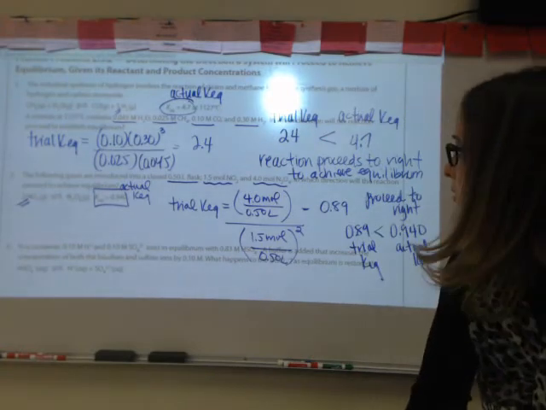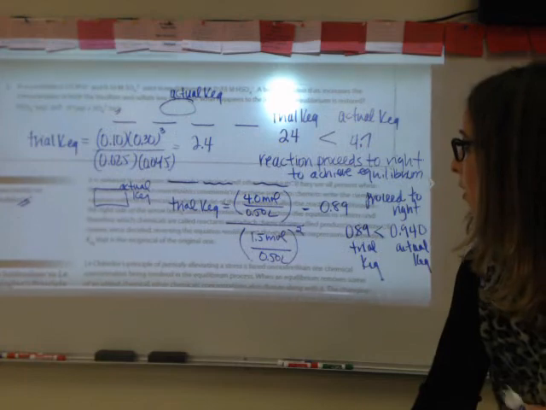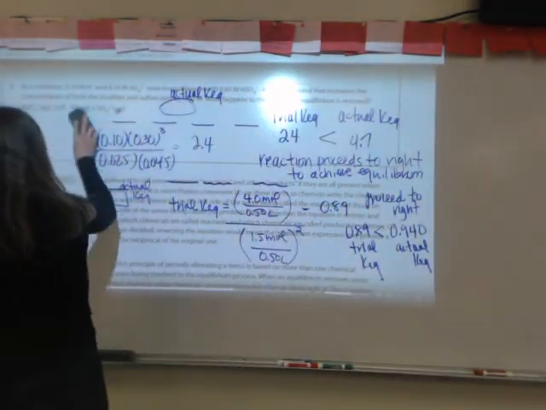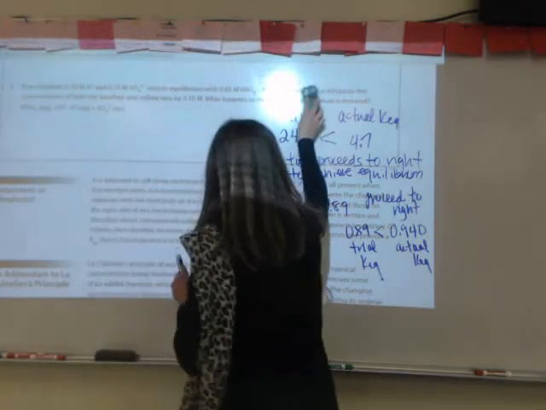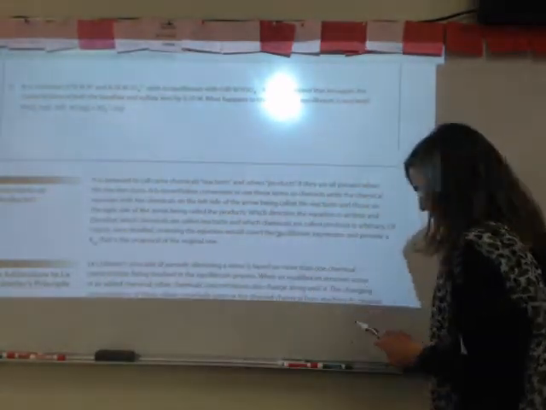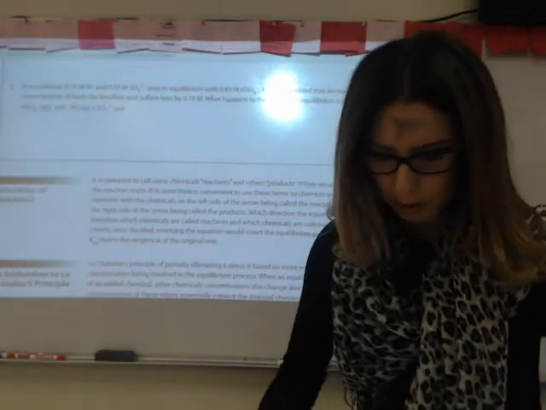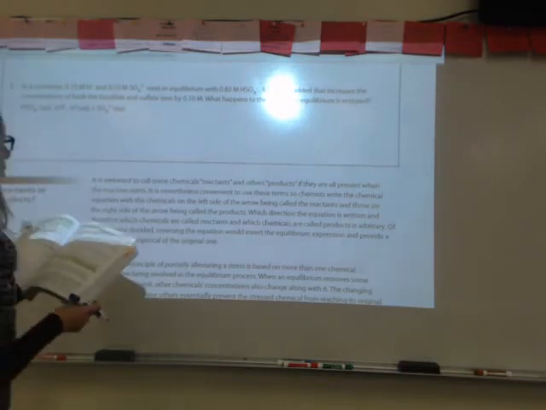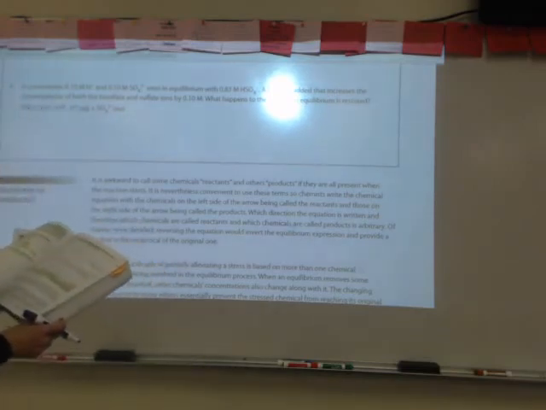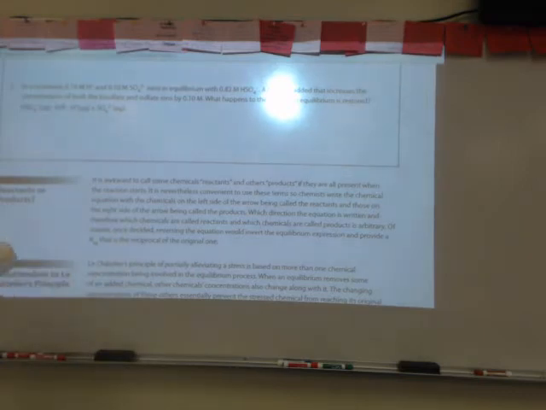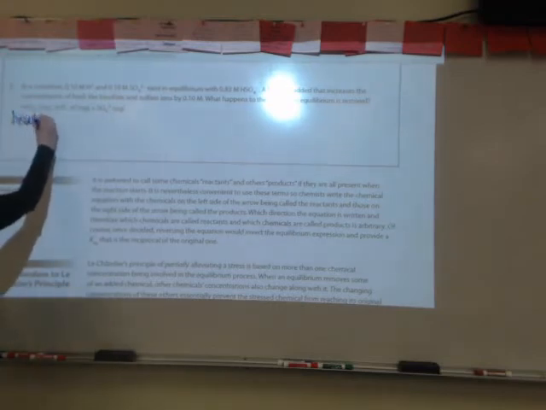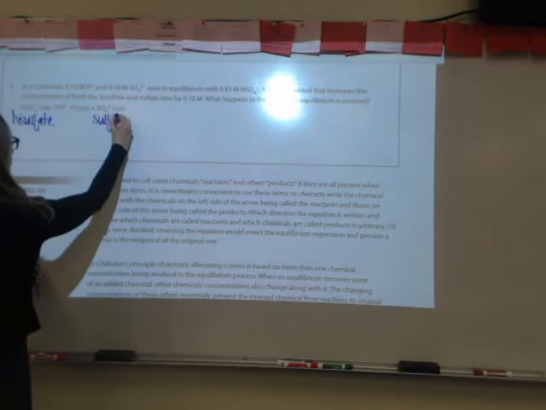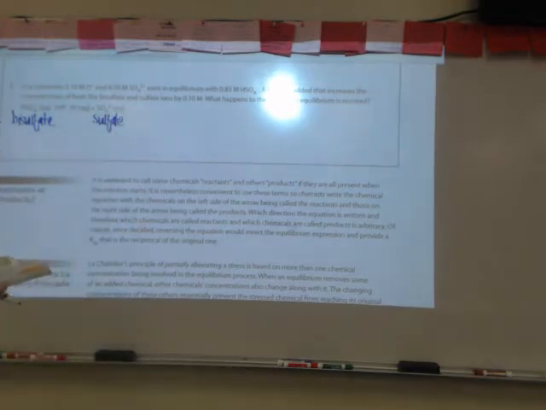Take a look at number 3. Number 3 says, in a container, 0.1 molar H plus and 0.1 molar SO4 exist in equilibrium with 0.83 molar HSO4. A buffer is added to increase the concentration of both bisulfate and sulfate. So this is bisulfate, and this is your sulfate, by 0.1 molarity. What happens to the HSO4 concentration as equilibrium is restored?